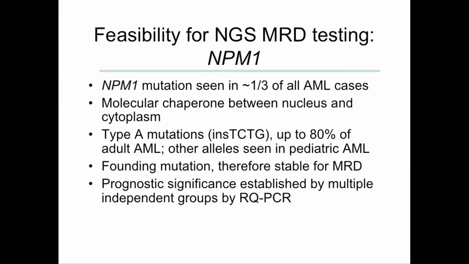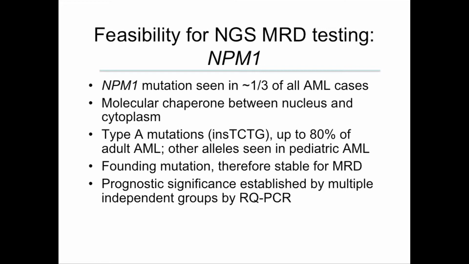So as proof of principle, we applied this to AML samples containing the NPM1 mutation. This is a mutation, as we've seen, in about a third of all AML cases. The primary mutation is called type A, and it's seen in about 80% of the cases, but there are about 30 other types of 4 base pair insertions or deletions that occur as well for this particular type of AML.